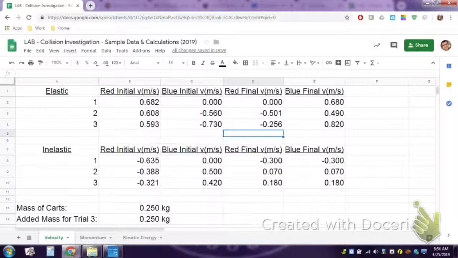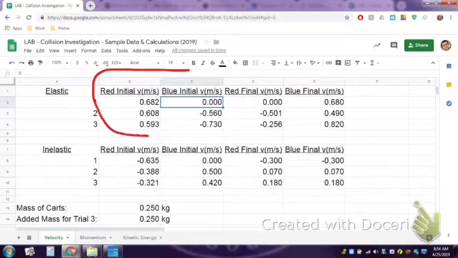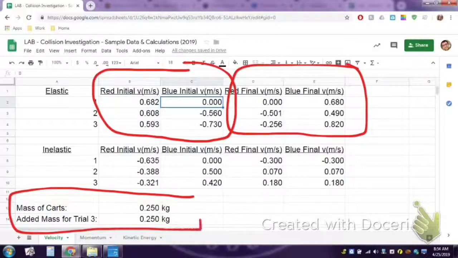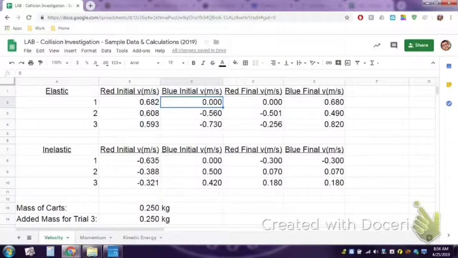When it comes time to crunch numbers, you're going to want to set up some sort of spreadsheet. You can do it by hand if you want, but you're going to have to crunch a lot of numbers. From the graph in SparkVue, you're going to get the initial and final speeds for the red car and the blue car. Like how fast was it going before it collided, how fast were they each going after they collided. That's kind of your raw data, and you get that again from SparkVue. You also need to have the mass of the car and the added mass as well. Now from there, you can just scroll down on your spreadsheet, or you can do another tab, whatever you find easier.